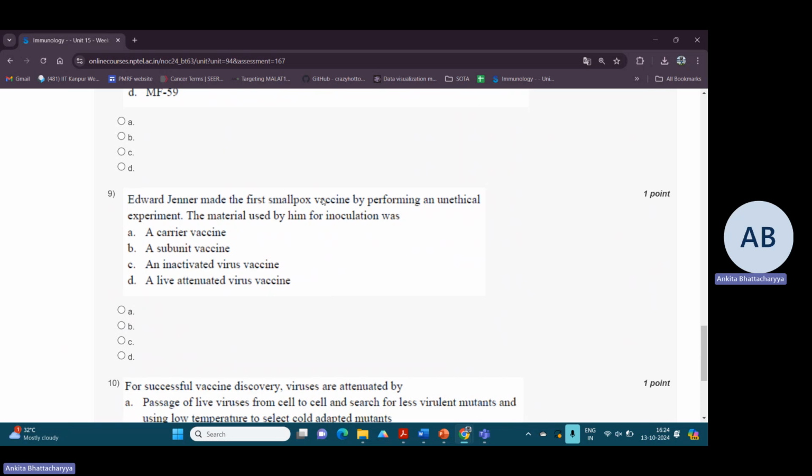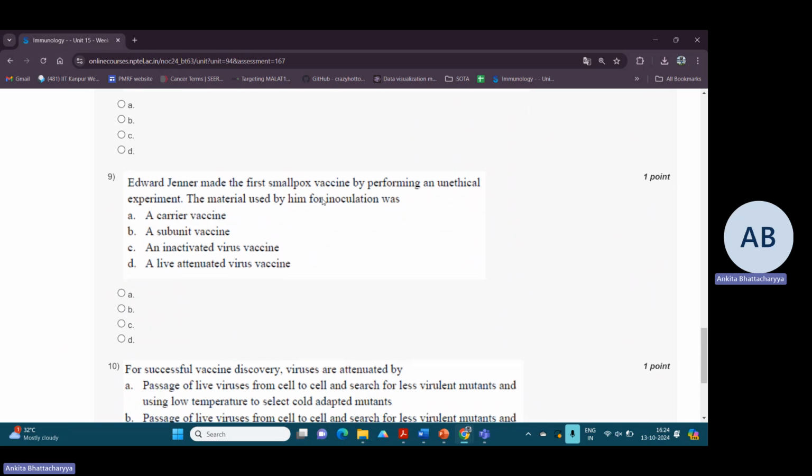Edward Jenner made the first smallpox vaccine by performing an unethical experiment, like I just mentioned during today's discussion as well, that you would not be able to do that now because you are answerable to a lot of governing bodies, but certainly he was able to do that back then. The material used by him for inoculation was which of the following? A carrier vaccine, a subunit vaccine, an inactivated virus vaccine, or a live attenuated virus vaccine?